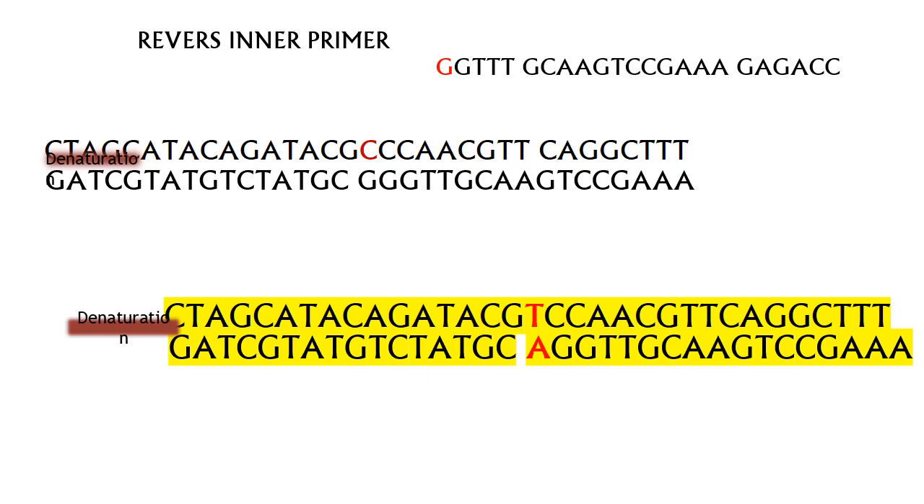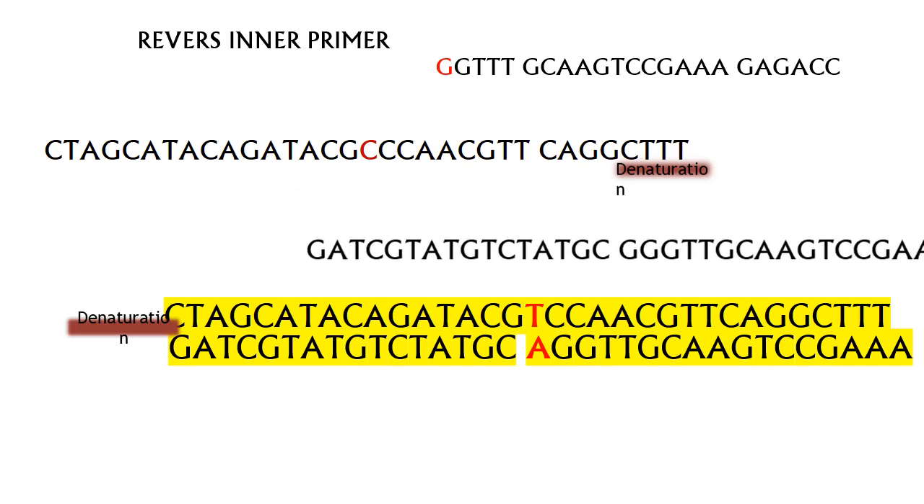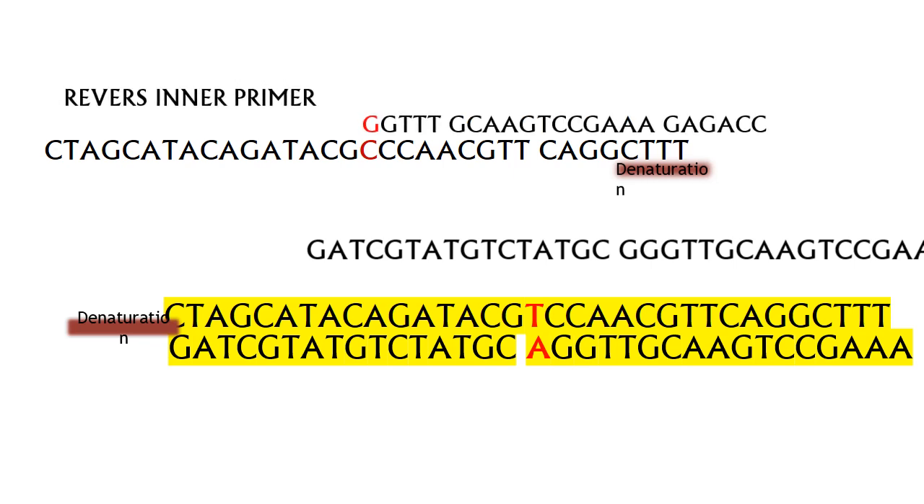Let us see how this primer works. First, the DNA will be denatured in the PCR. When the DNA is denatured, it will be separated into 2 separate strands. Now the primer we have designed will try to attach to these separated DNA molecules when the temperature reaches annealing temperature.